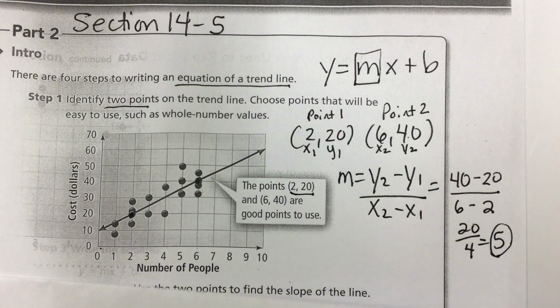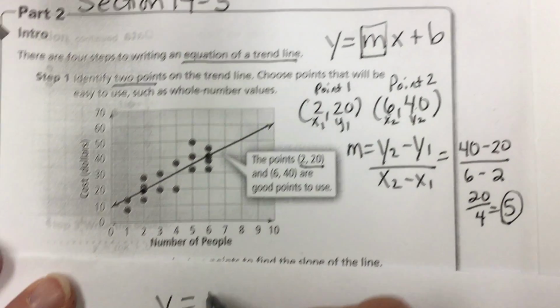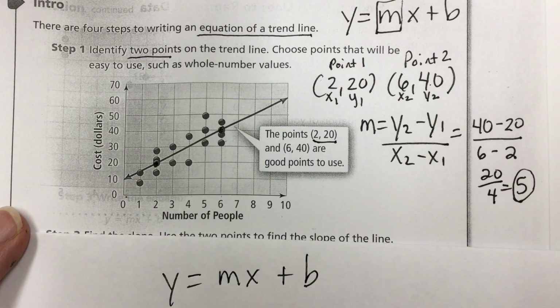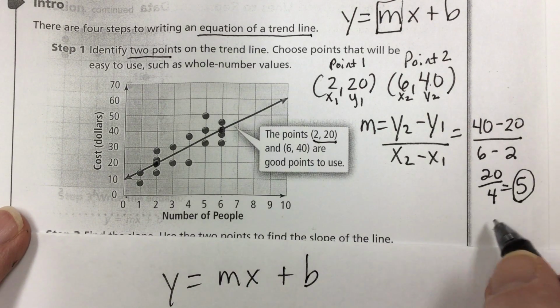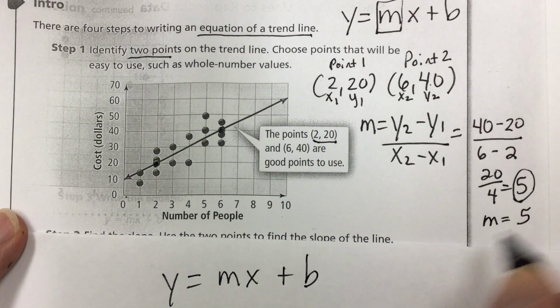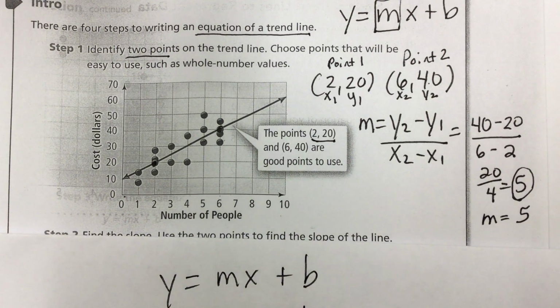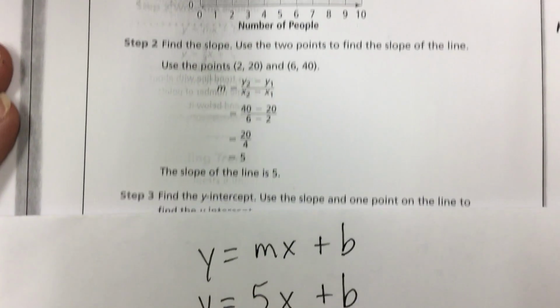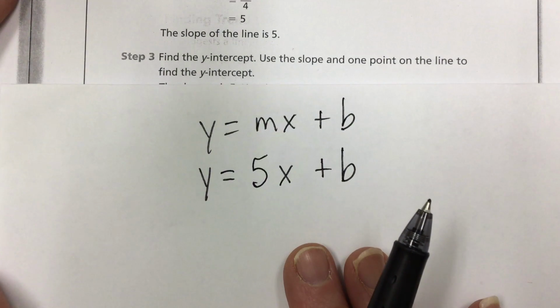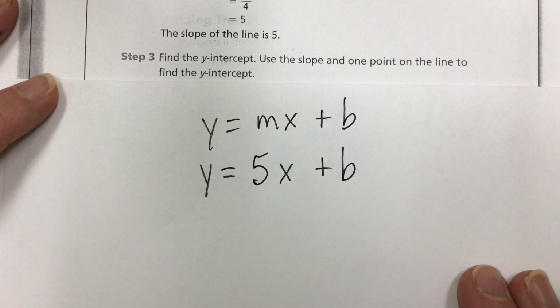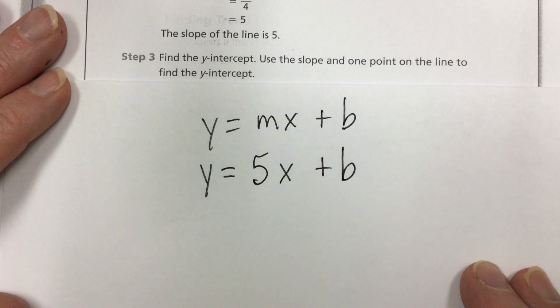So I have y equals mx plus b, okay? And we know that my slope, m, equals 5. So the next step is I need to find the y-intercept. Find the y-intercept. Use the slope and 1 point on the line to find the y-intercept.